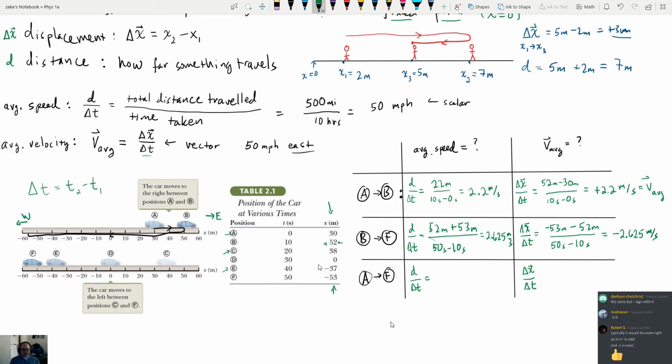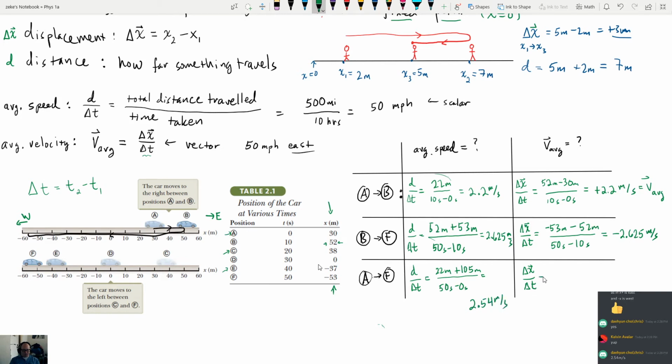All right, from A to F now. To get the total distance traveled from A to F, it should probably be 22 plus 105, right? Because you go 22 meters forward that we saw from A to B, and then from B to F, yeah, okay, so 22 plus 105 would be, well, we'll write it out. So 22 meters forwards, and then 105 meters backwards, and we divide that by the total time, which is 50 minus 0. And now we're going to get whatever 127 over 50 is. 2.54. I'll write this one down here.